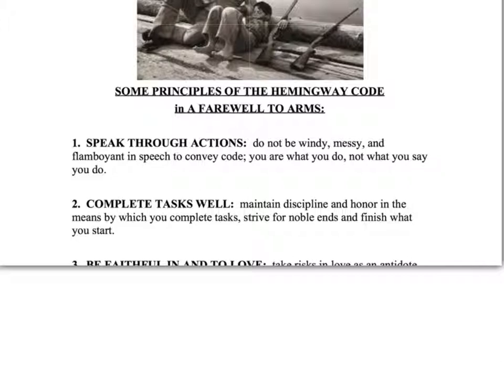you will do. Completing tasks well, sort of the central tenet. Maintain discipline and honor in the means by which you complete tasks. Strive for noble ends and finish what you start. Clearly, not all tasks can be completed well, but the process and giving yourself over to doing things well in the hopes of achieving a positive end is really important to the Hemingway Code.